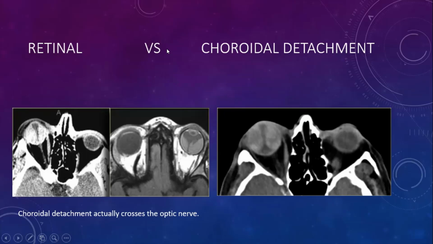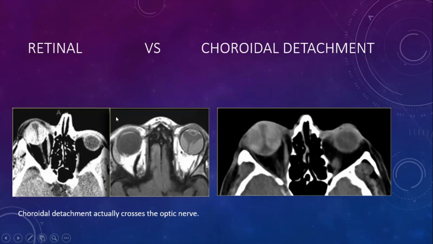However, pertaining to the CT, the choroidal detachment crosses the optic nerve attachment site here, and also the 10 o'clock and 2 o'clock positions. The choroidal detachment will traverse these, which is not commonly seen in a retinal detachment. The first one is a case of a choroidal detachment.